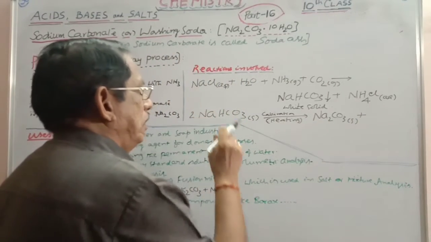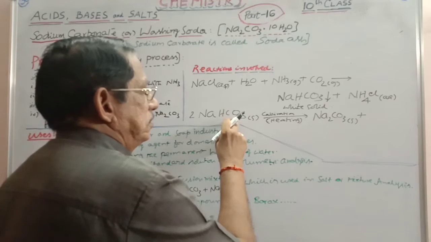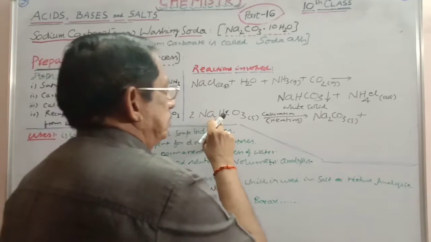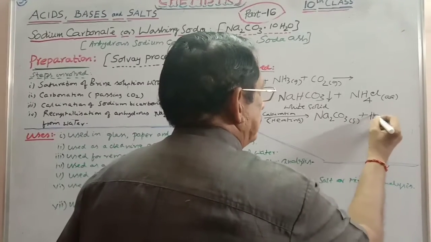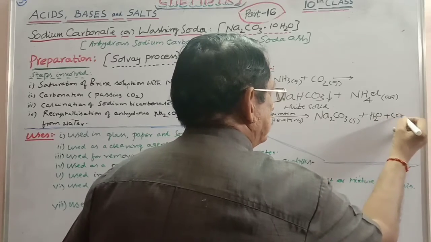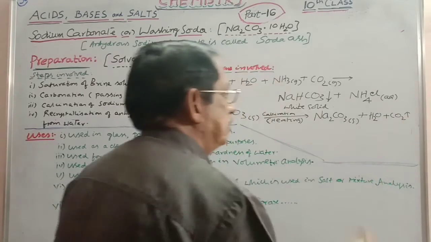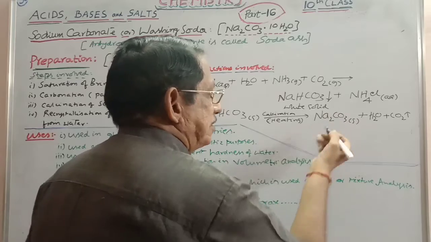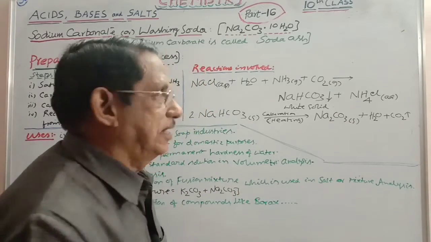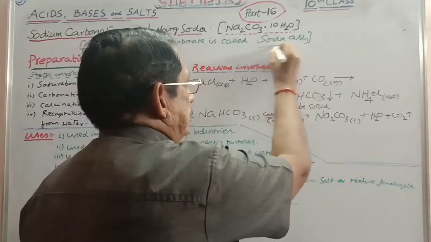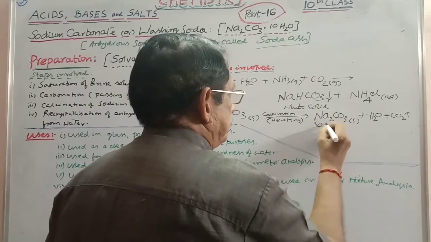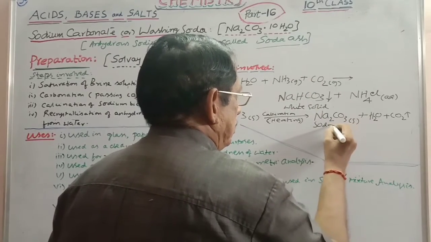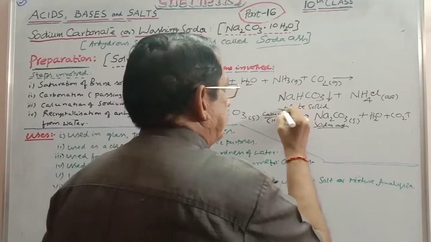2NaHCO3: one CO3 remains here and 2H here. So that will be converted into H2O plus CO2. CO2 gas escapes. So anhydrous sodium carbonate is obtained. Anhydrous sodium carbonate is called what? Soda ash. In this way, soda ash will be obtained.